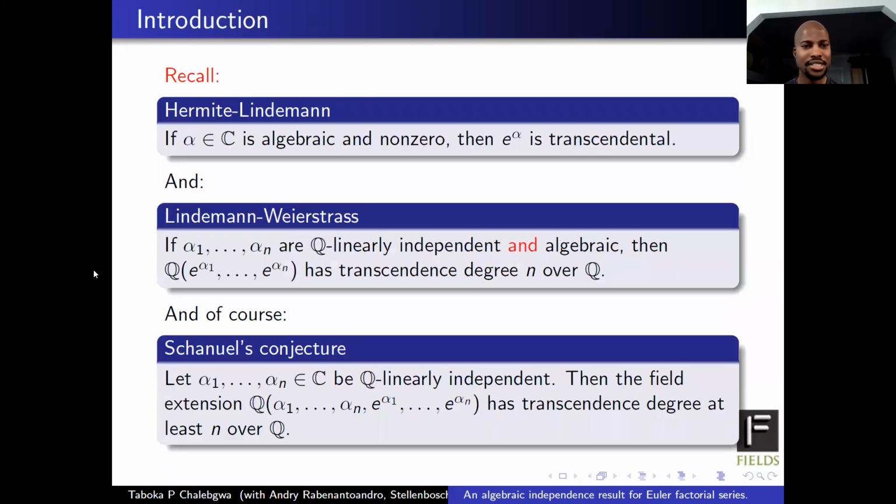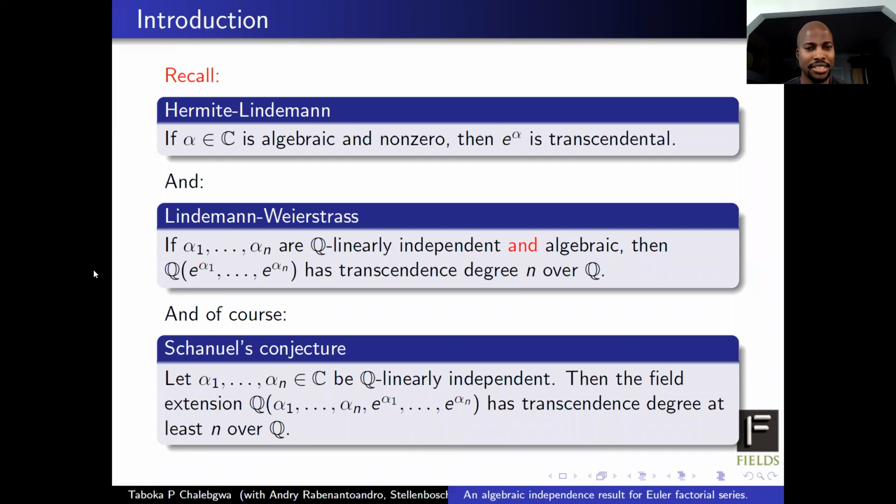Perfect. So let's just briefly recall a couple of results that will guide our subsequent discussion. I'll remind you of the Hermite-Lindemann theorem, which says that whenever alpha is a non-zero algebraic number, then the exponential of alpha is transcendental. Another way of looking at it is that if you do not assume that alpha is algebraic, whenever alpha is a complex number, then at least one of either alpha or e to the alpha will be transcendental.